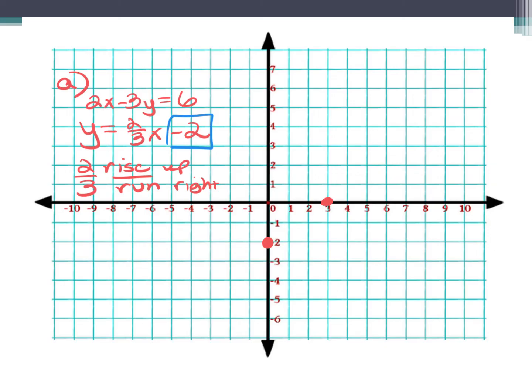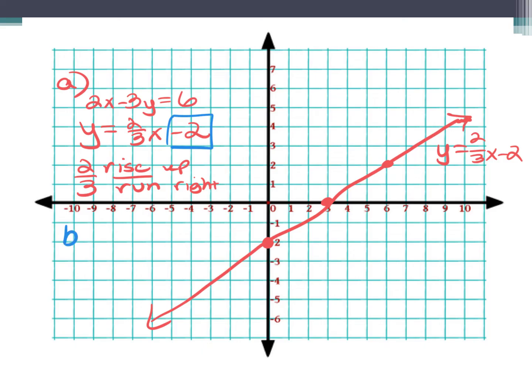But for you guys with Notability, it's nice because it makes a nice straight line for you. And then you would just connect. All you need, remember from chapter 1, to create or graph a line are 2 points. So you only have to do it one time from your original beginning. So this is A. This is the y equals 2/3 x minus 2.